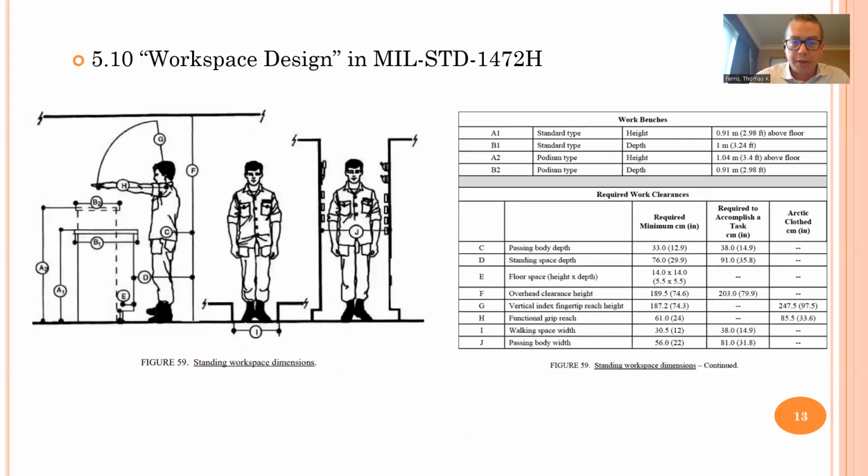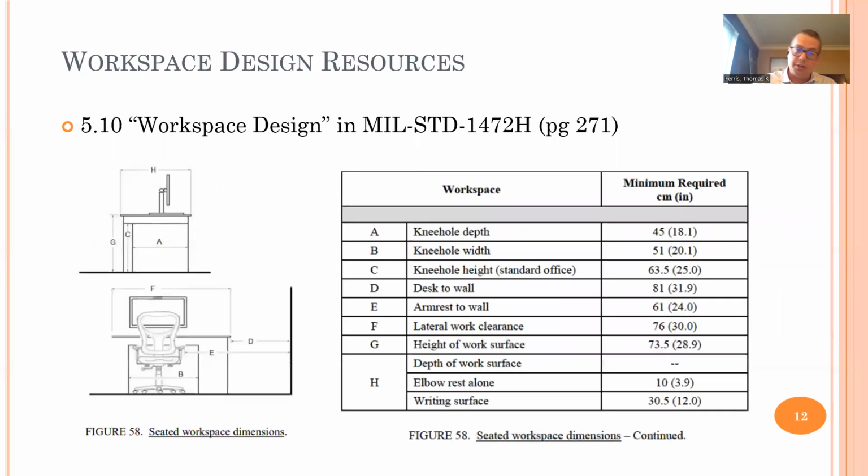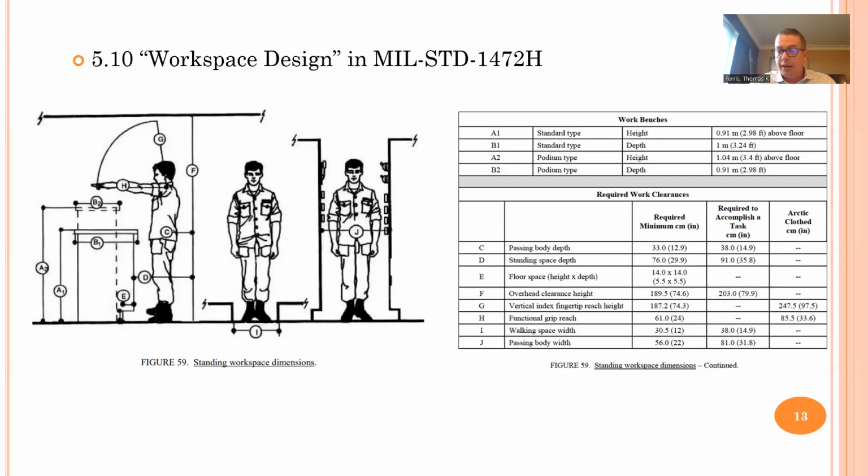All right, so cruising on, we're still in 1472H. This would be dimensions for a standing workstation. So seated workstation, standing workstation. Similarly, we've got the dimensions we can go for. Oh, look at this, Arctic. So this does include clothing, at least for some of the dimensions.